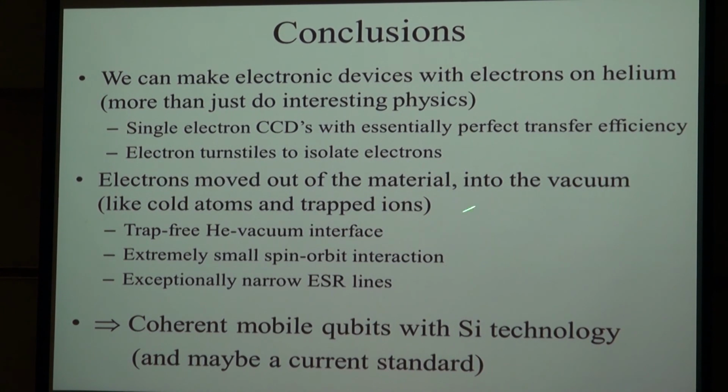The other thing is, sort of like atoms and trapped ions, we've moved the electrons out of the material. So we have a trap-free interface and really small spin-orbit interactions. We don't know how small yet, but we put limits on it. And that ESR line I showed you, as far as I know, is the narrowest electron spin resonance line anybody's ever measured. It's really that those guys worked really hard at getting their magnetic field uniform. And so, yeah, we think we can make mobile qubits.